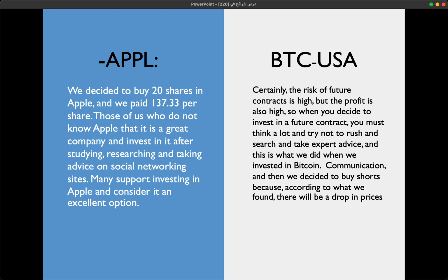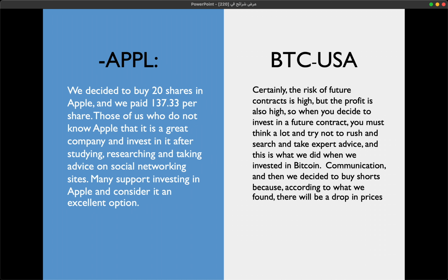Of course, we all know Apple. It's a great company, and we did invest after we studied and researched and took advice on social networks, and many others support investing in Apple and consider it an excellent option. As we all know, the risk of a futures contract is high, but also the profit is high. So when you decide to invest in a futures contract, you must really think and try not to rush, and search, take expert advice, and this is what we did when we invested in Bitcoin.